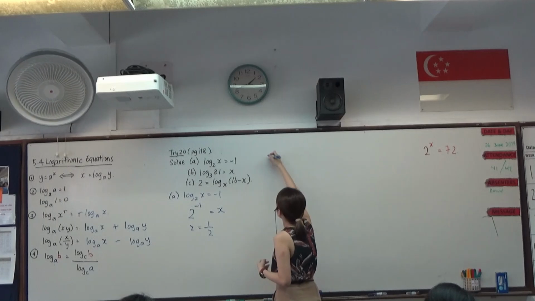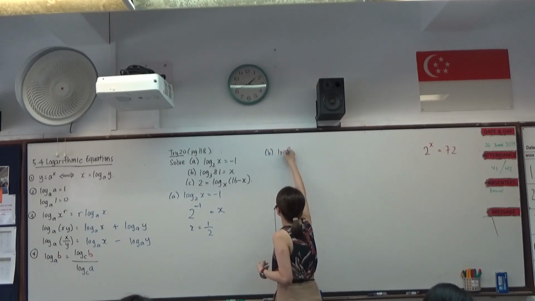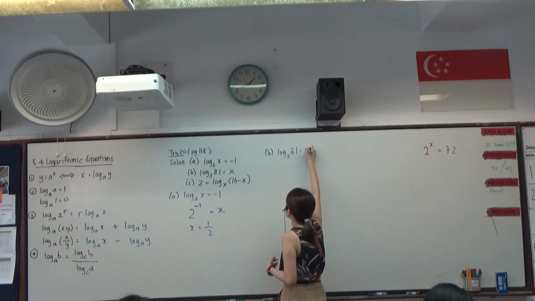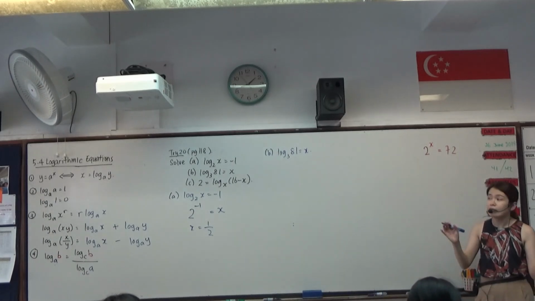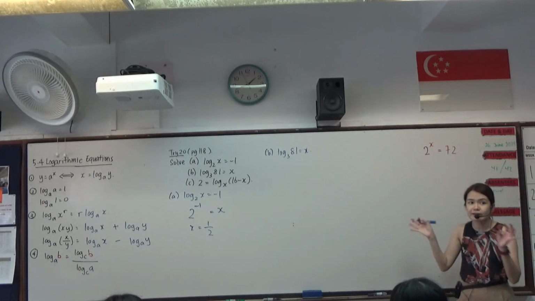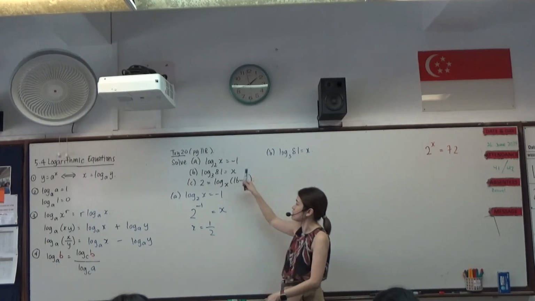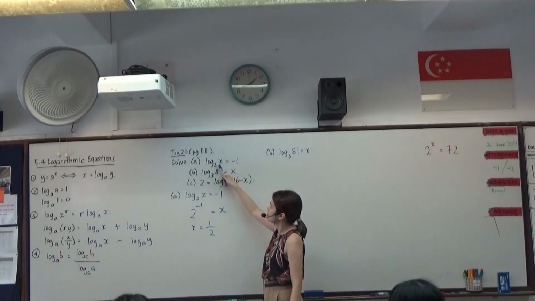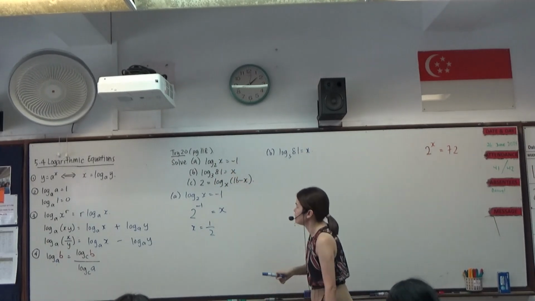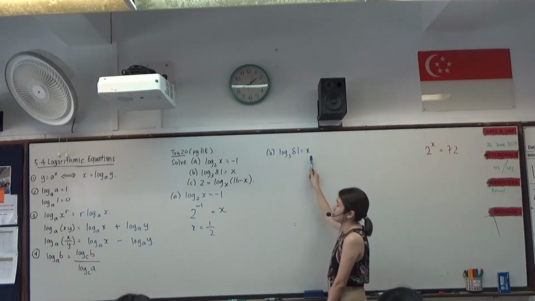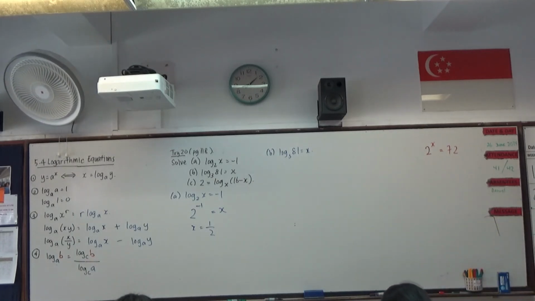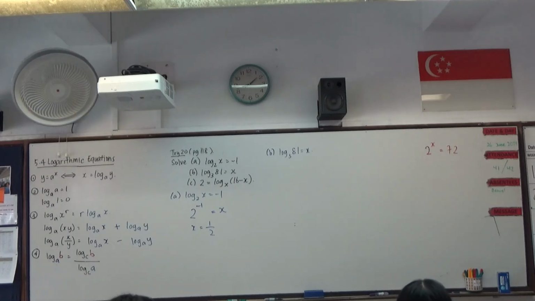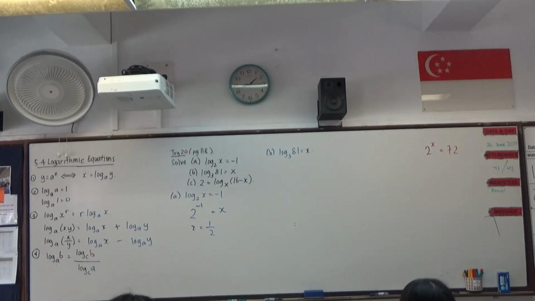Then your part B. Notice that in all three question parts, our x, our unknown, is in different locations of the equation. Over here, your x is here with the logarithm. Part B is on the other side of the equation. So how do we find the value of x? Okay, this one's simple, because you already know how to press calculator, right?